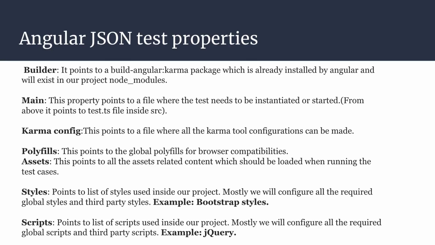Polyfills. This points to the global polyfills for browser compatibility. Assets. This points to the asset-related content which will be loaded when running the test cases. Styles points to the list of styles used inside our project. Mostly we will configure all the required global styles and also third-party styles. Scripts. This points to the list of scripts used inside our project. Mostly we will configure all required global scripts and third-party scripts, for example jQuery.